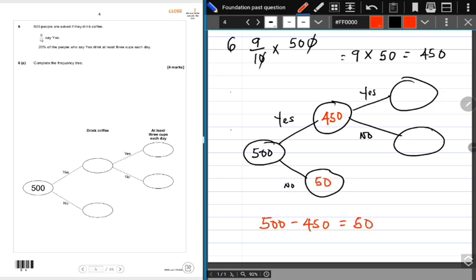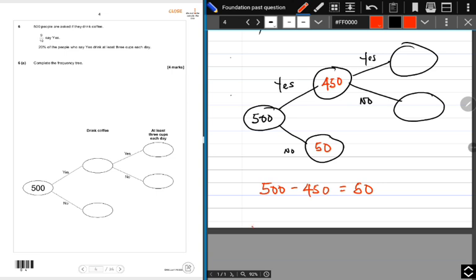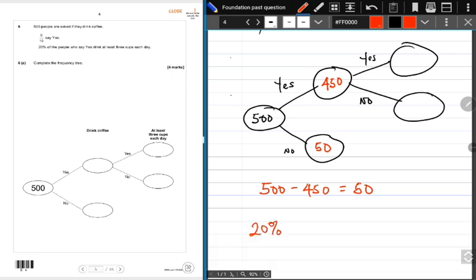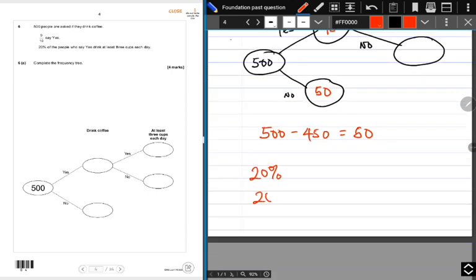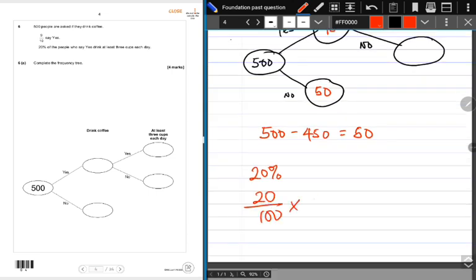Now, the next one says 20%. 20% of the people who say yes. Now, how do we arrive at the 20%? We can also do that 20 over 100 times 450. Yes, because 450 people say they drink coffee. This 0 can cancel this 0. So we have 2 times 45, which is going to give us 90.